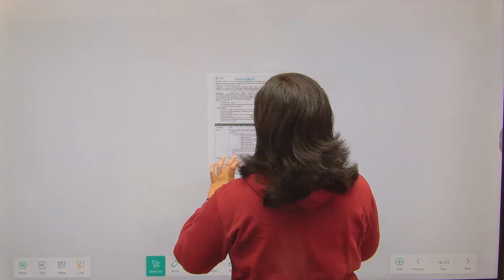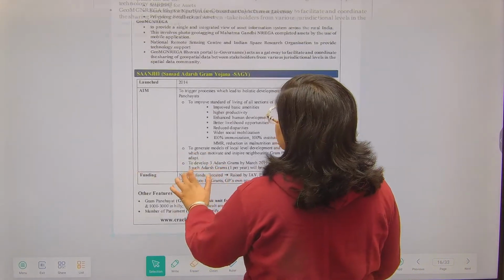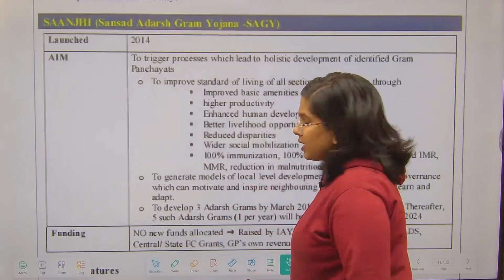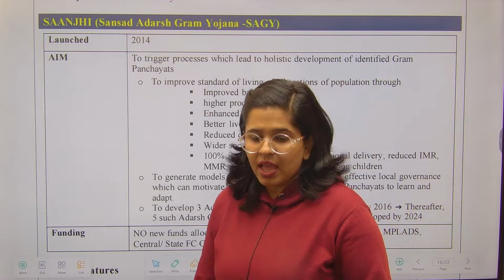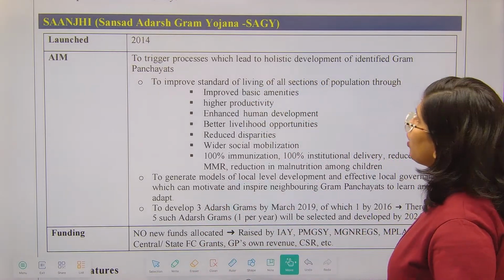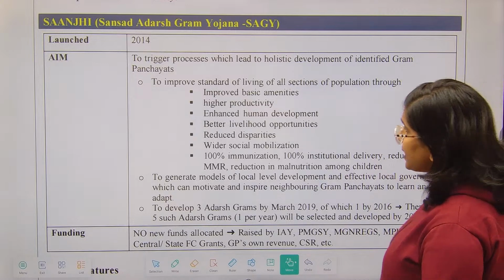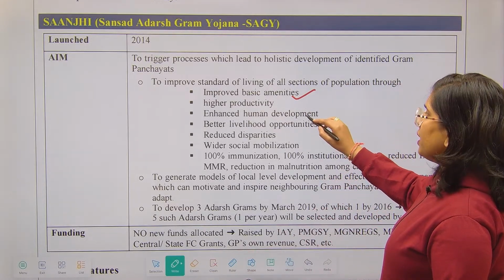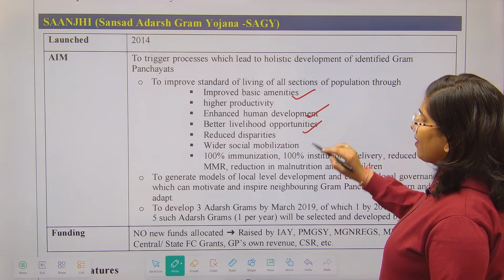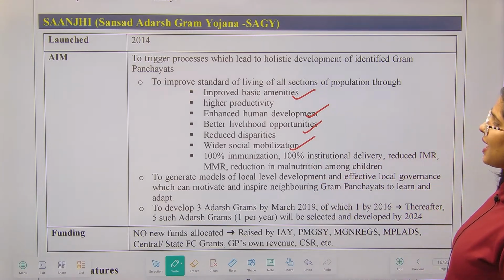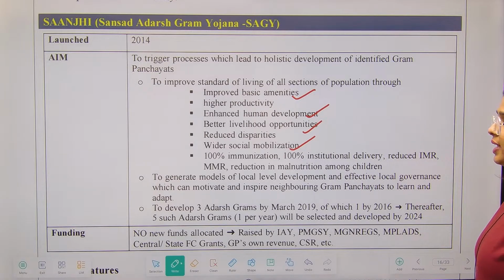Now the next scheme that we have is Sansad Adarsh Gram Yojana, again a scheme for rural development, launched in the year 2014. And why has it been launched? To trigger the process of holistic development. Now what are the aims? Basic amenities improve karna, human development ko, better livelihood provision, wider social mobilization, as well as 100% immunization.